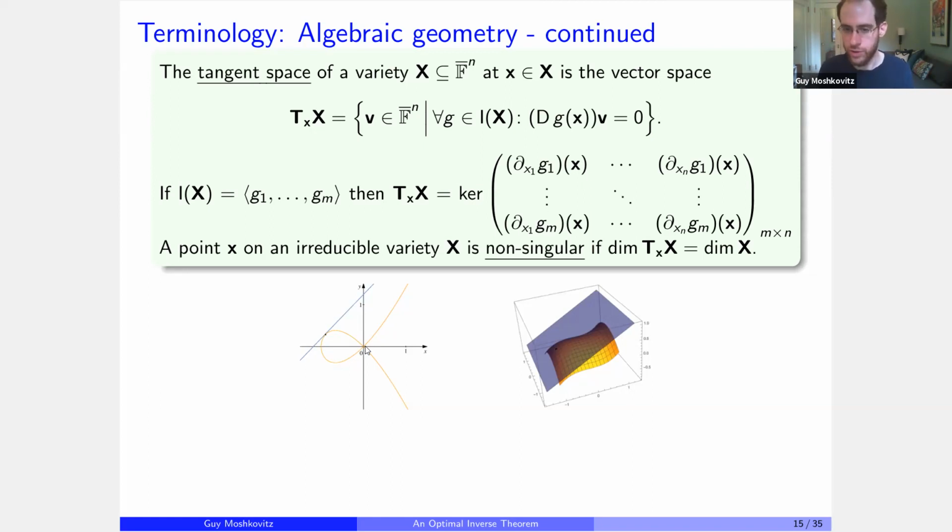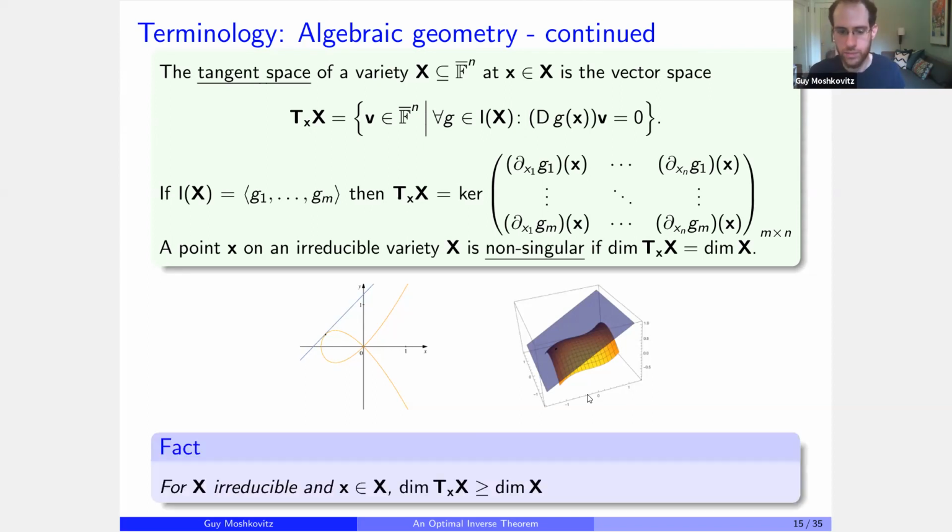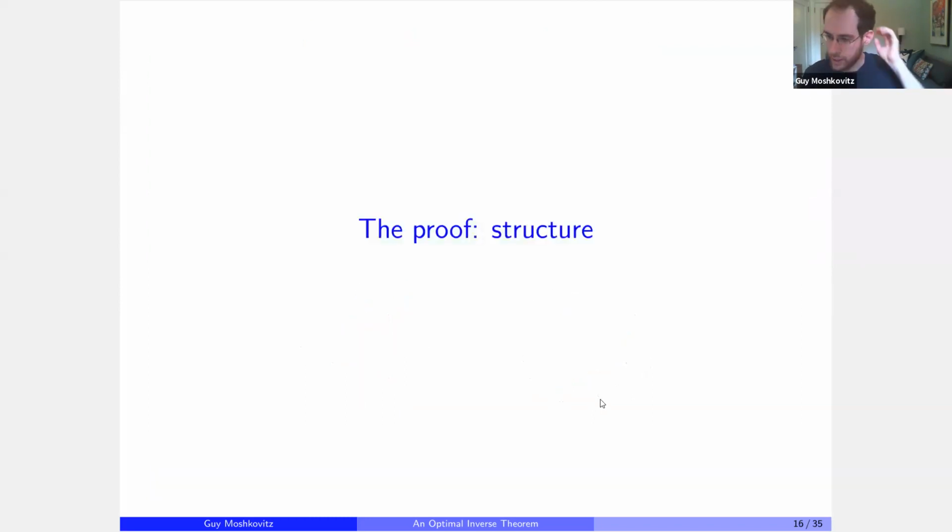A typical point on a variety is not singular. Singular means that the dimension of the tangent space is strictly larger than the dimension of the variety. A typical point would have equality. Okay, so that's all the relevant background I will need. Now I can talk about the rough structure of the proof.